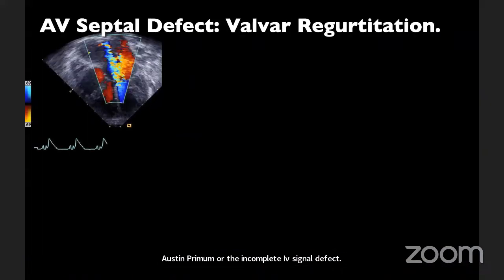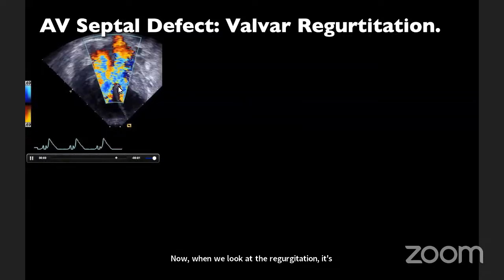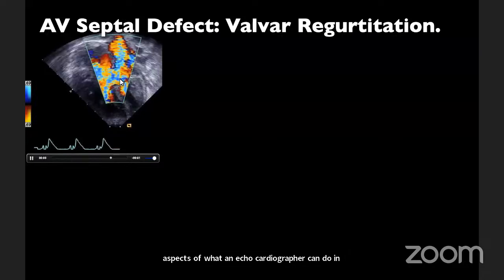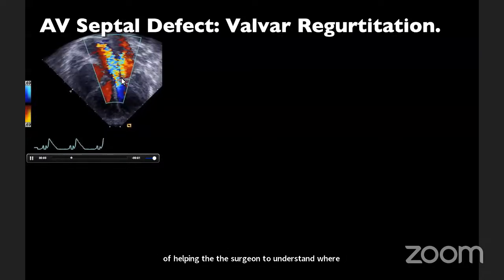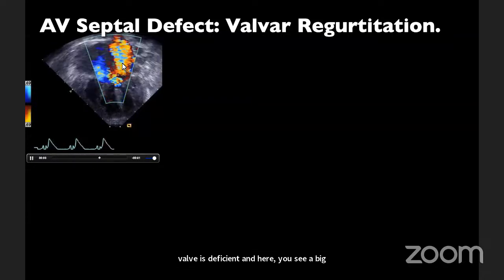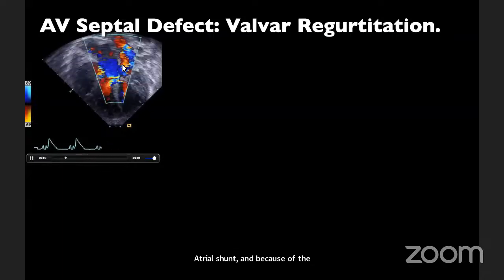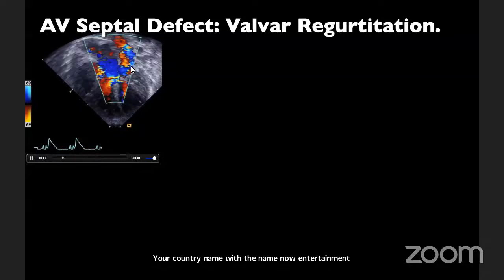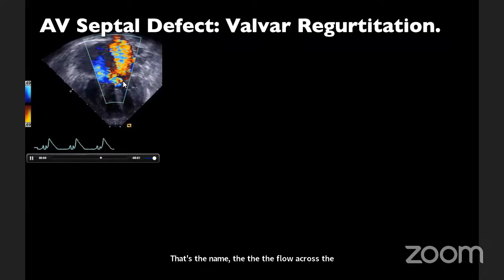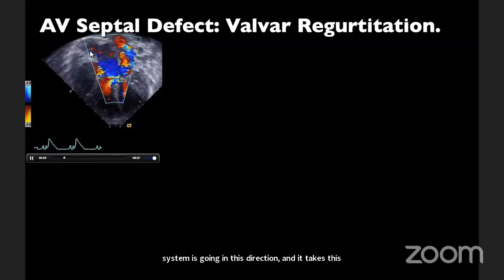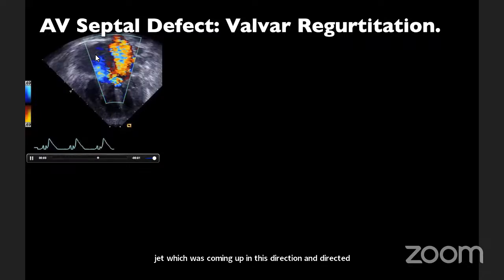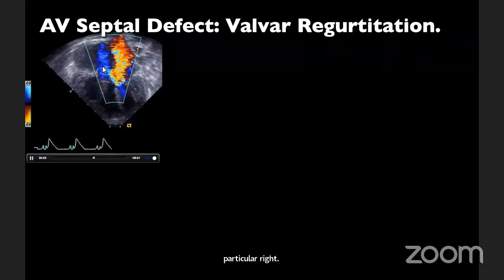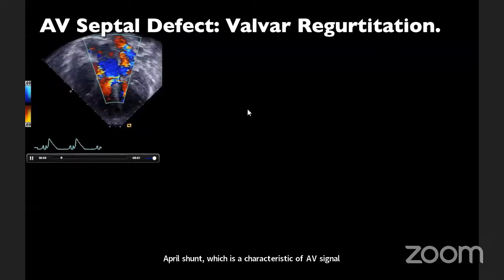Now, when we look at the regurgitation, it's very interesting because this is one of the important aspects of what an echocardiographer can do in terms of helping the surgeon to understand where the valve is deficient. And here you see a big atrial shunt, and because of the process known as, gosh, I can't remember the name now, entrainment, that's the name. The flow across the atrial septum is going in this direction, and it takes this jet, which was coming up in this direction, and directs it from the left atrium into the right atrium. So that gives rise to a left ventricular right atrial shunt, which is a characteristic of AV septal defects, and which we saw also in the complete AV septal defect angiogram I showed you earlier.